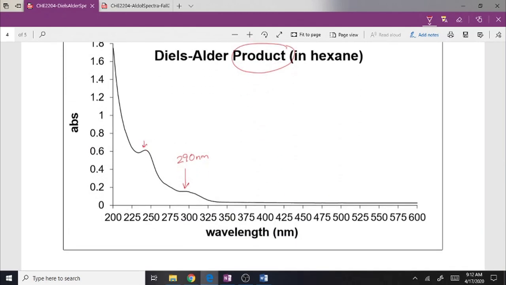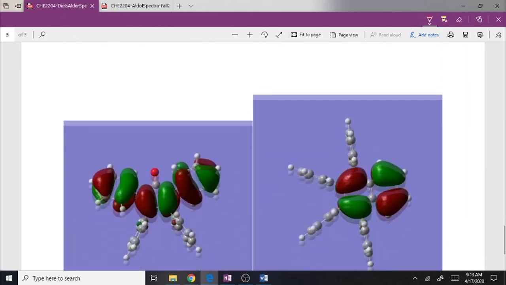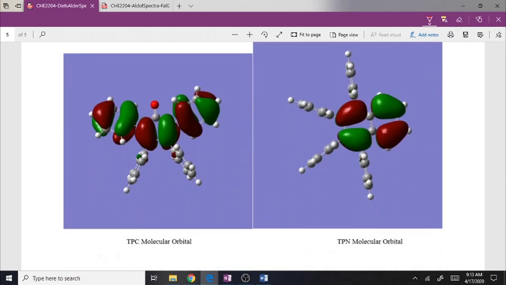The question then is, is this TPN? And so we need to look at the conjugation of TPN and determine if TPN is less conjugated than TPC. If it is, then this could be our product. If it isn't, it is not our product. And to do that, we look at Gaussian structures.